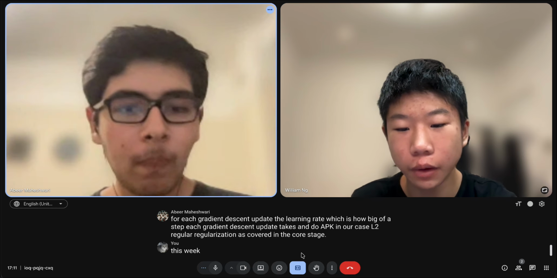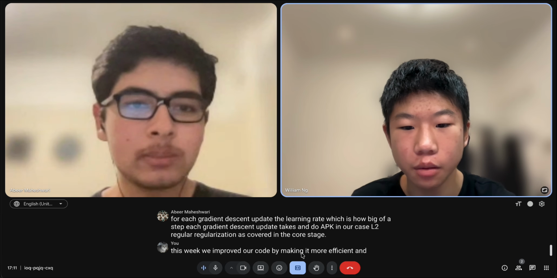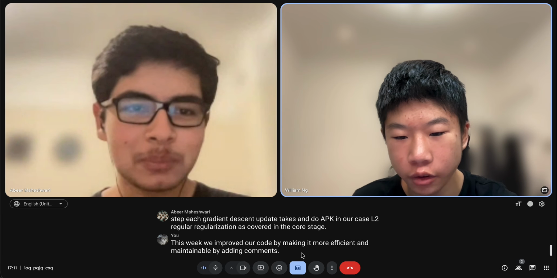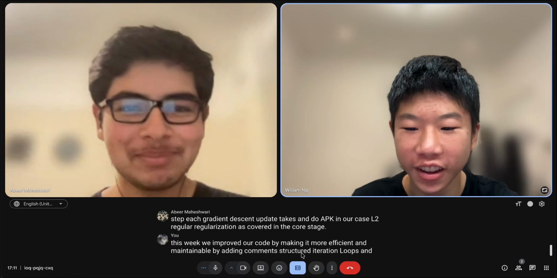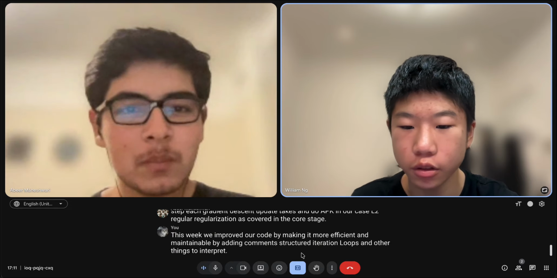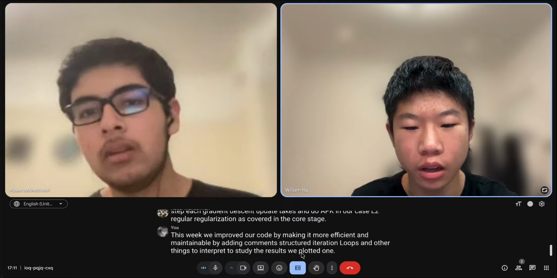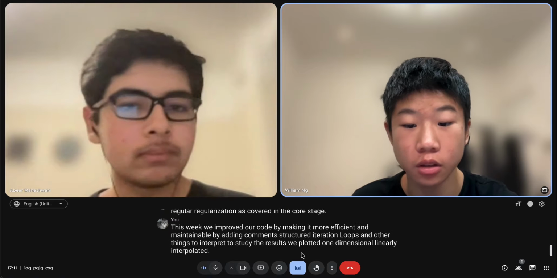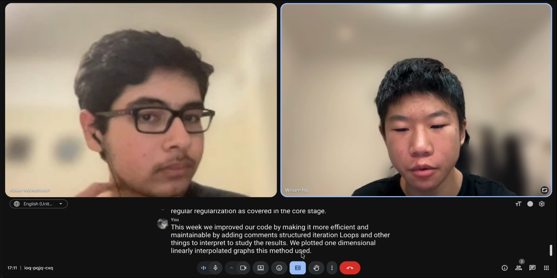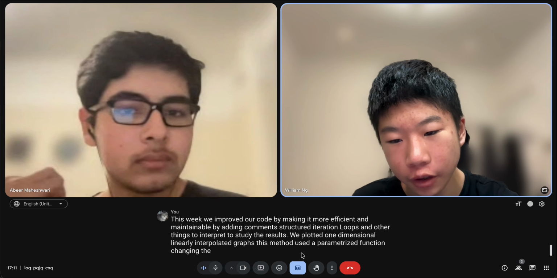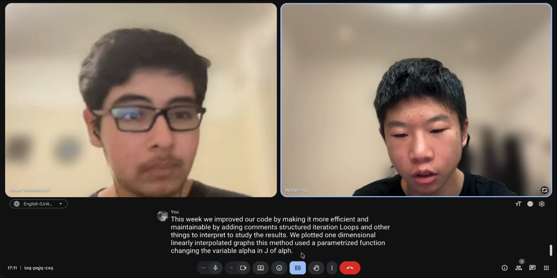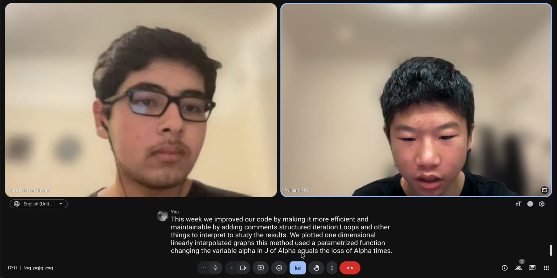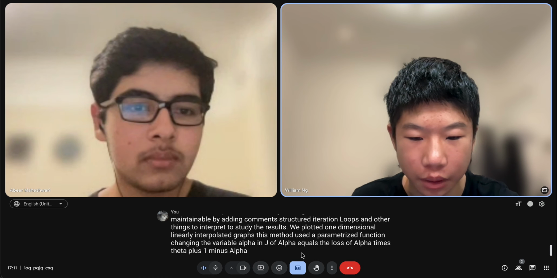This week, we improved our code by making it more efficient and maintainable by adding comments, structured iteration loops, and other things. To study the results, we plotted one-dimensional linearly interpolated graphs. This method used a parameterized function changing the variable alpha in J of alpha equals the loss of alpha times theta plus 1 minus alpha of theta prime.